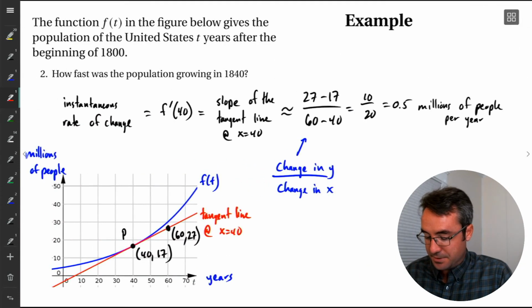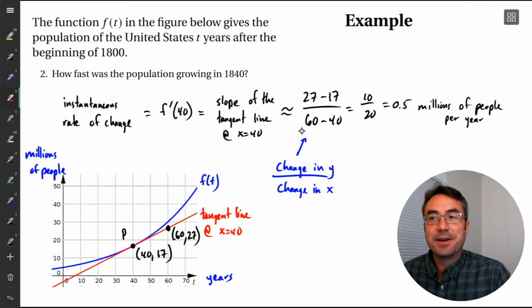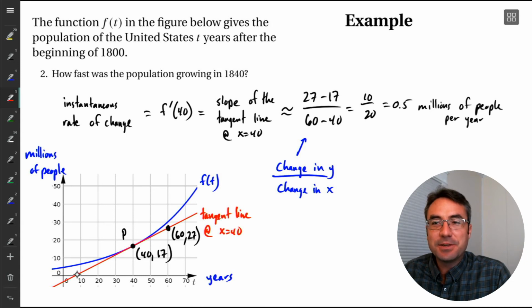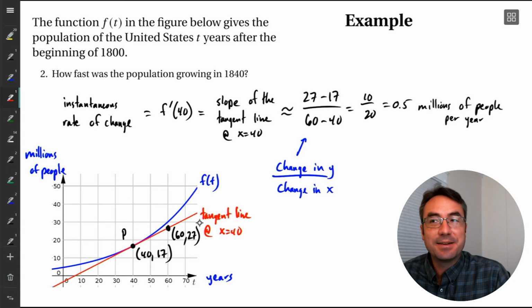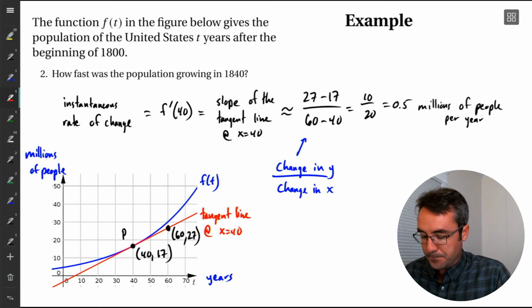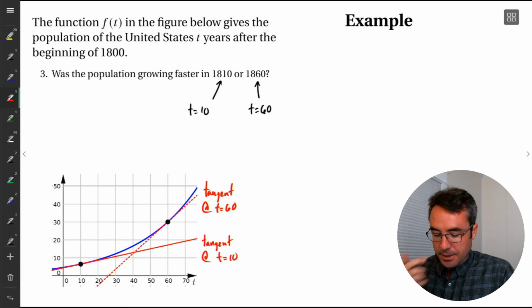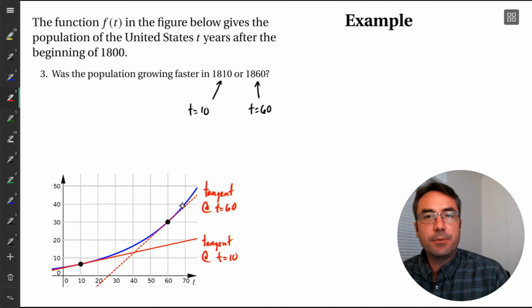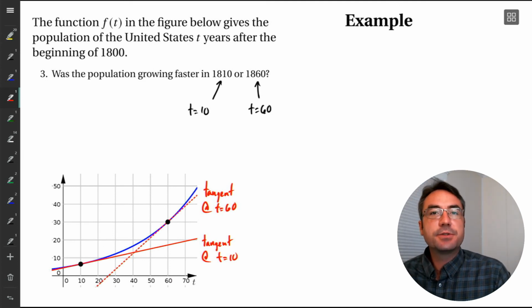Oh, that was another place. Going back to part 2 here, we estimated when we picked these coordinates. We said, yeah, that looked about 27. That looked about 17. But we also estimated when we actually drew in this line. So there's a whole bunch of estimating going on here. But reasonable estimating. So this does actually look like what the tangent line would be, and these coordinates are fairly close to what the actual values might be as well. So a lot of estimating here, but we can conceptually understand what's going on here.